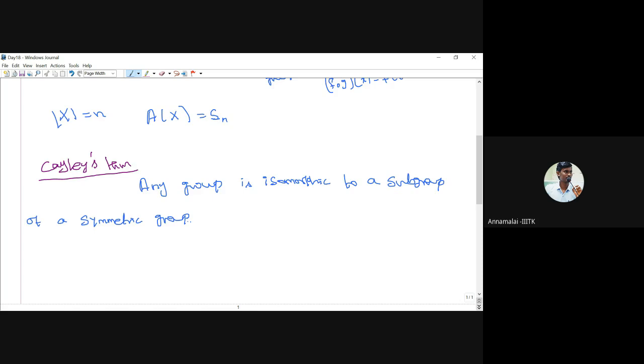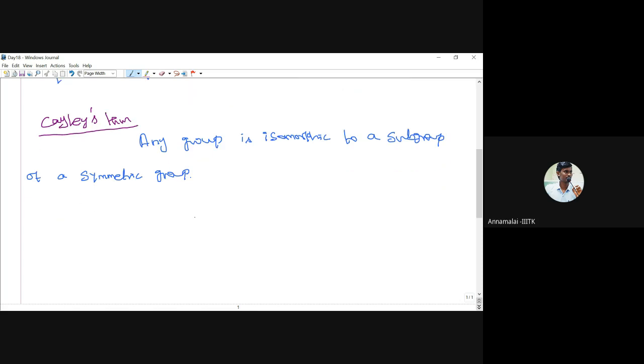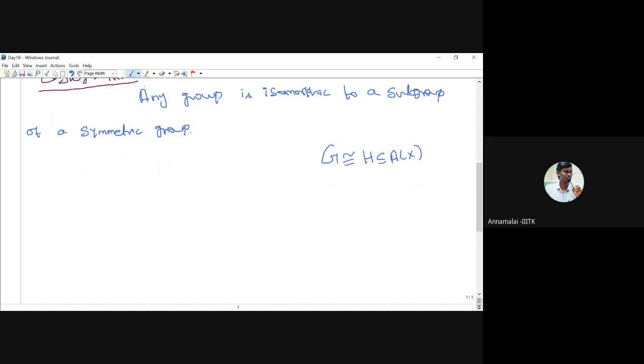So this is a standard theorem. In the special case, any finite group is isomorphic to a subgroup of Sn. We can call this a corollary of Cayley's theorem. The general result is: given any group G, it is isomorphic to some subgroup H, where H is a subgroup of A of X for some X. The corollary says if you give a group of specific order n, then it is isomorphic to a subgroup of Sn.